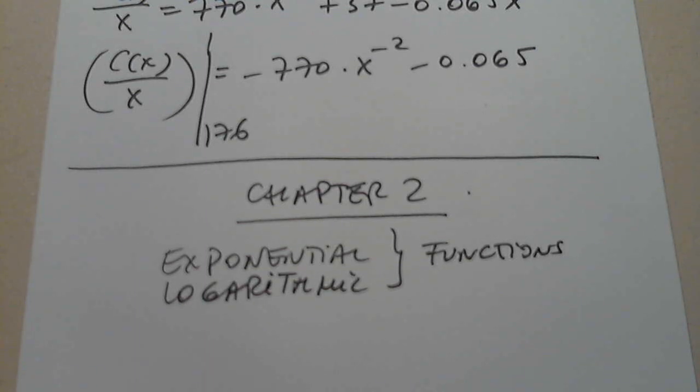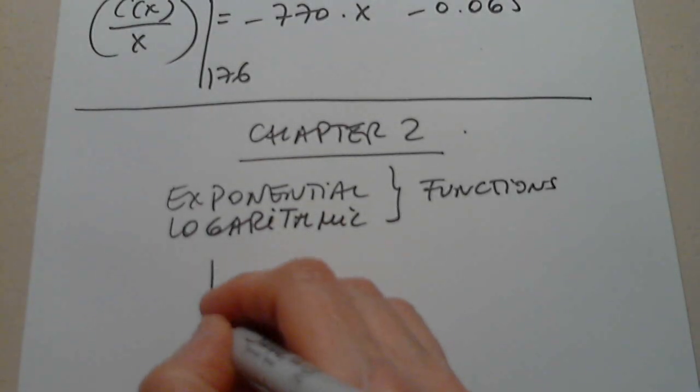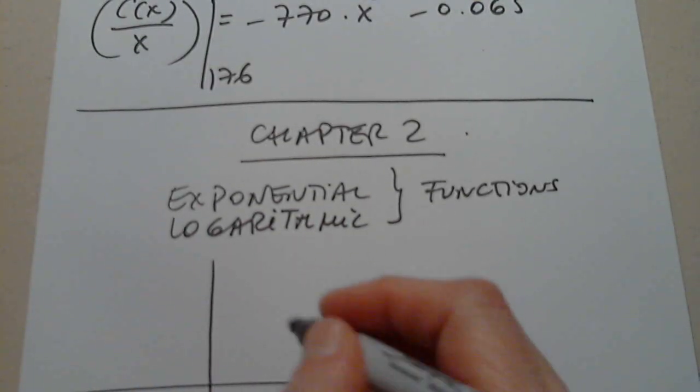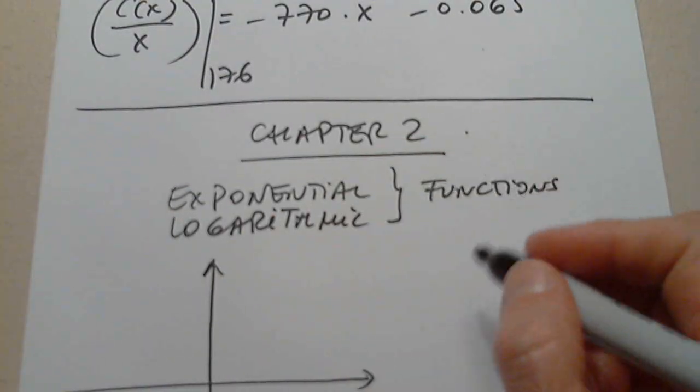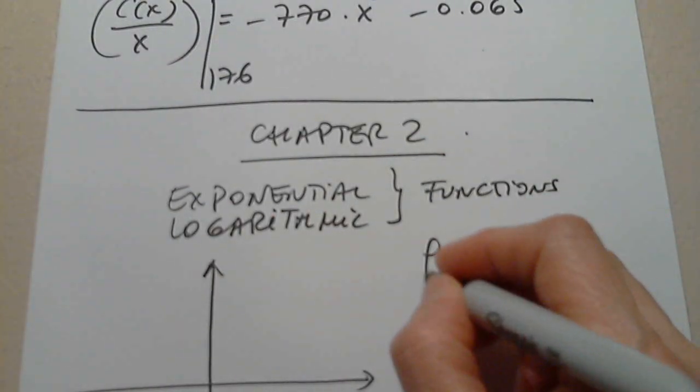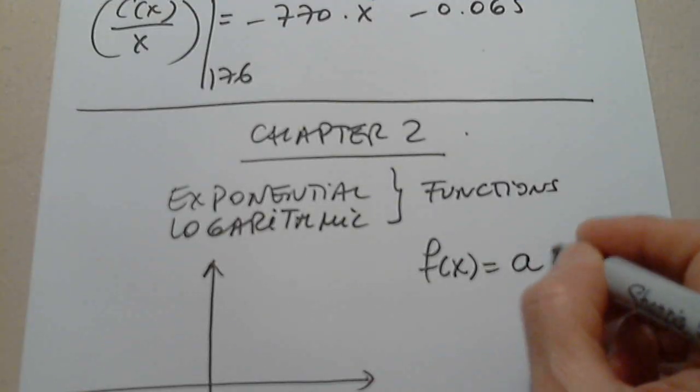Now, if you remember, the exponential function is a friendly function. So the general form is this.